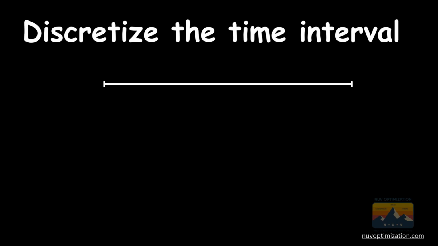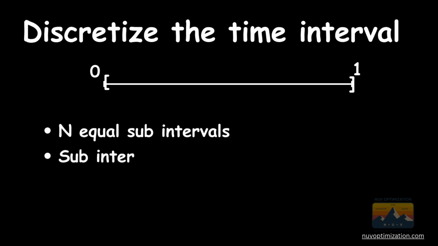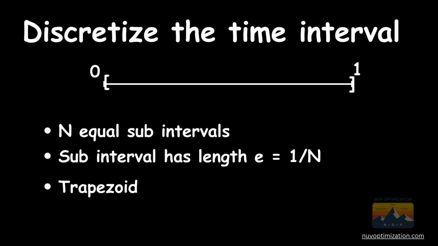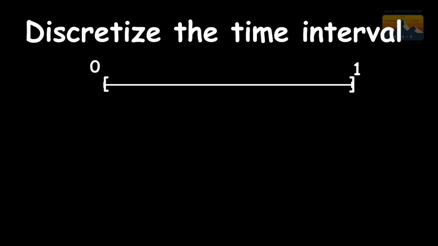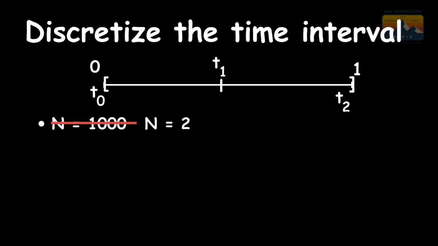We divide the total time interval from 0 to 1 into n equal subintervals. Each subinterval will have a length, which we'll call e, equal to 1 divided by n. We then use the trapezoidal rule to transform this continuous system of ODEs into a discrete system of equations. Normally, to get accurate results, we'd use something like n equals 1,000. But to make this example simple, we'll use n equals 2, which gives us just 3 time points.